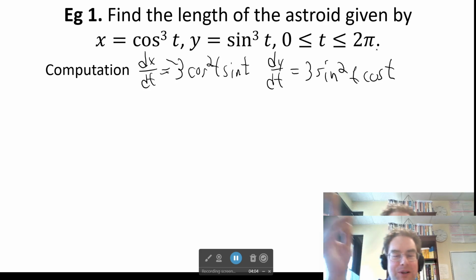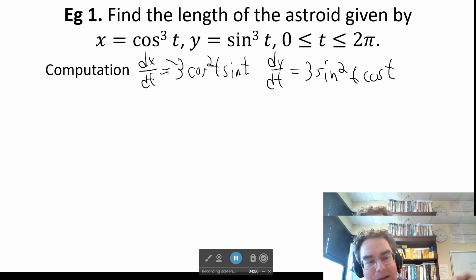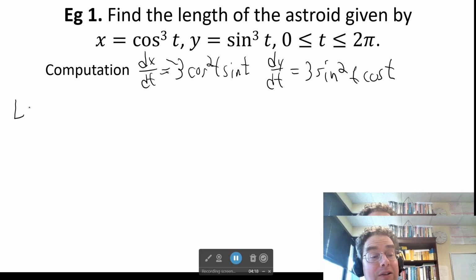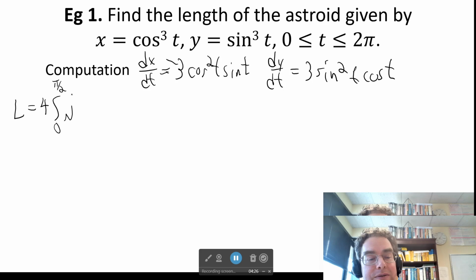It looks like it gets a little complicated, and it will seem that way at first. It often does in these, but for the ones that we can actually do, they typically have some really nice simplifying down that happens. Now for our length, we know we're going to do just the part from 0 to pi over 2 and multiply that by 4.